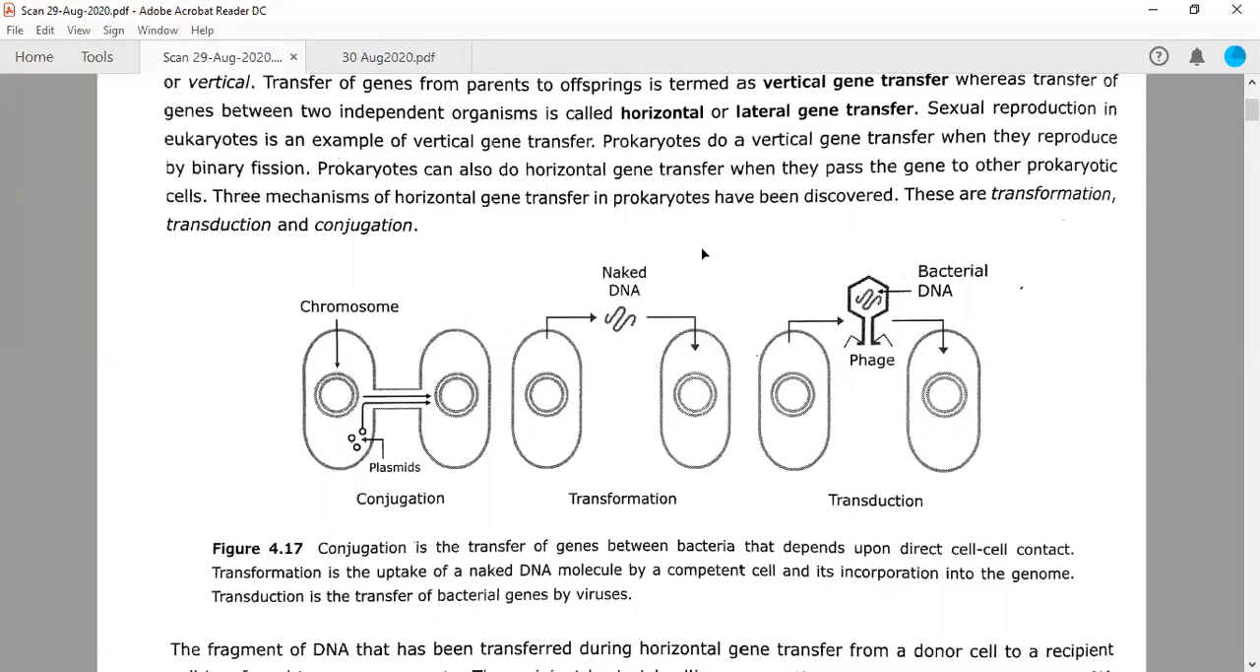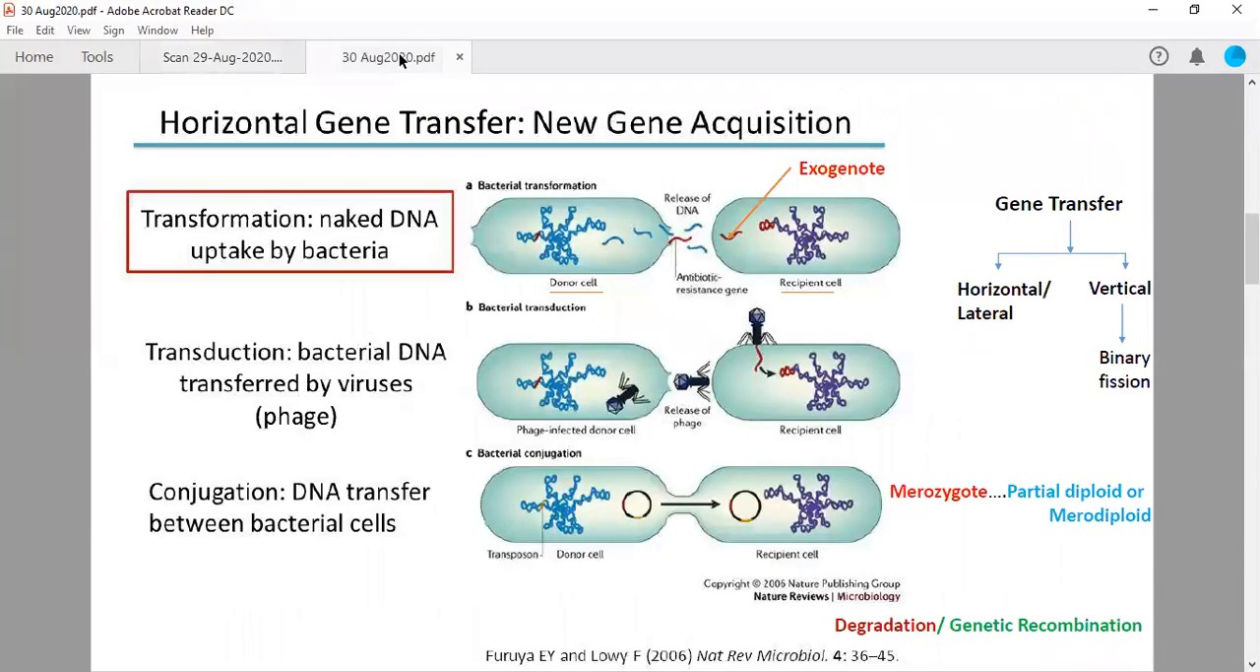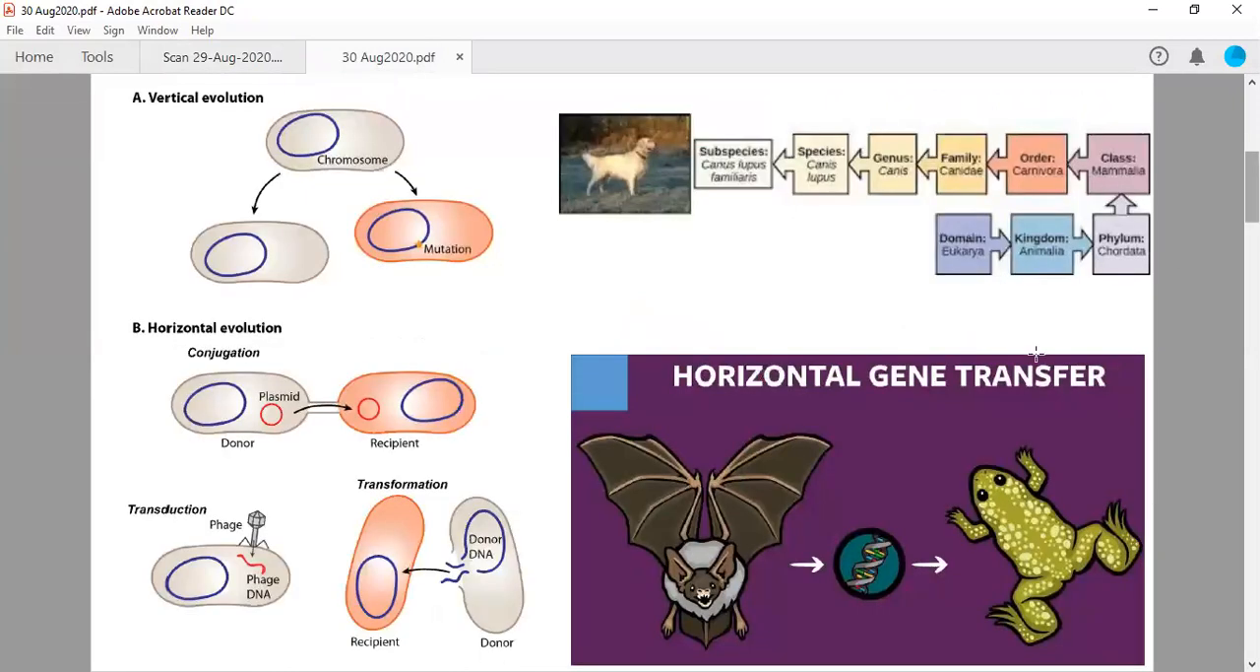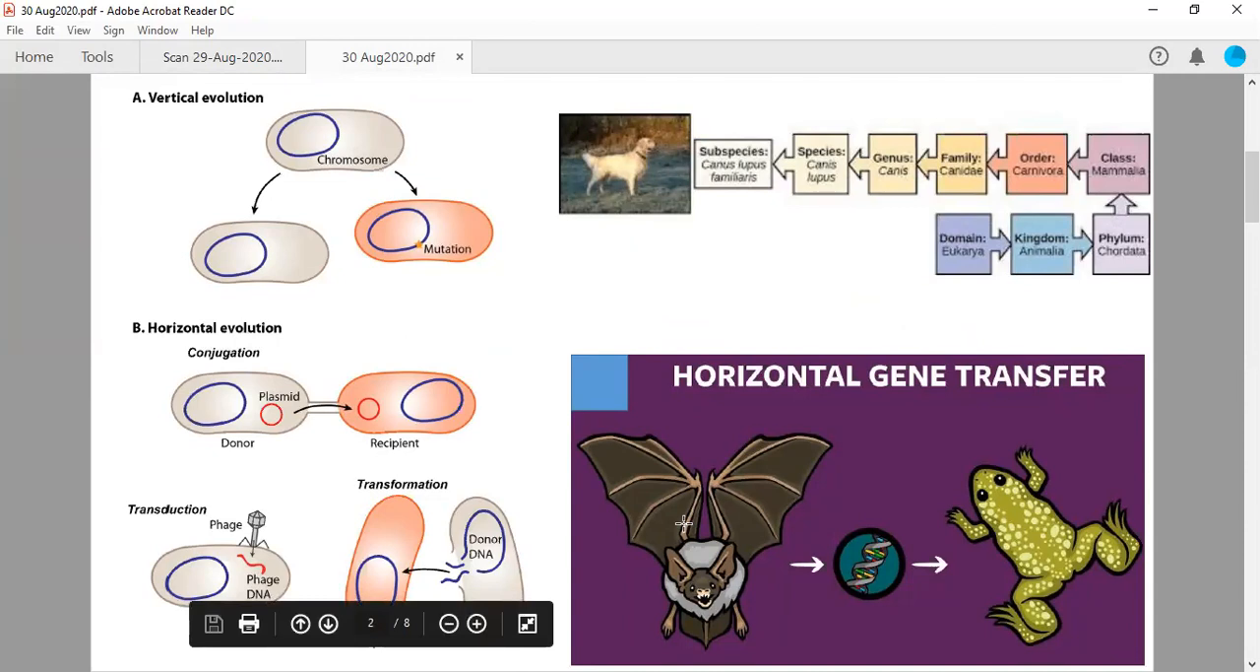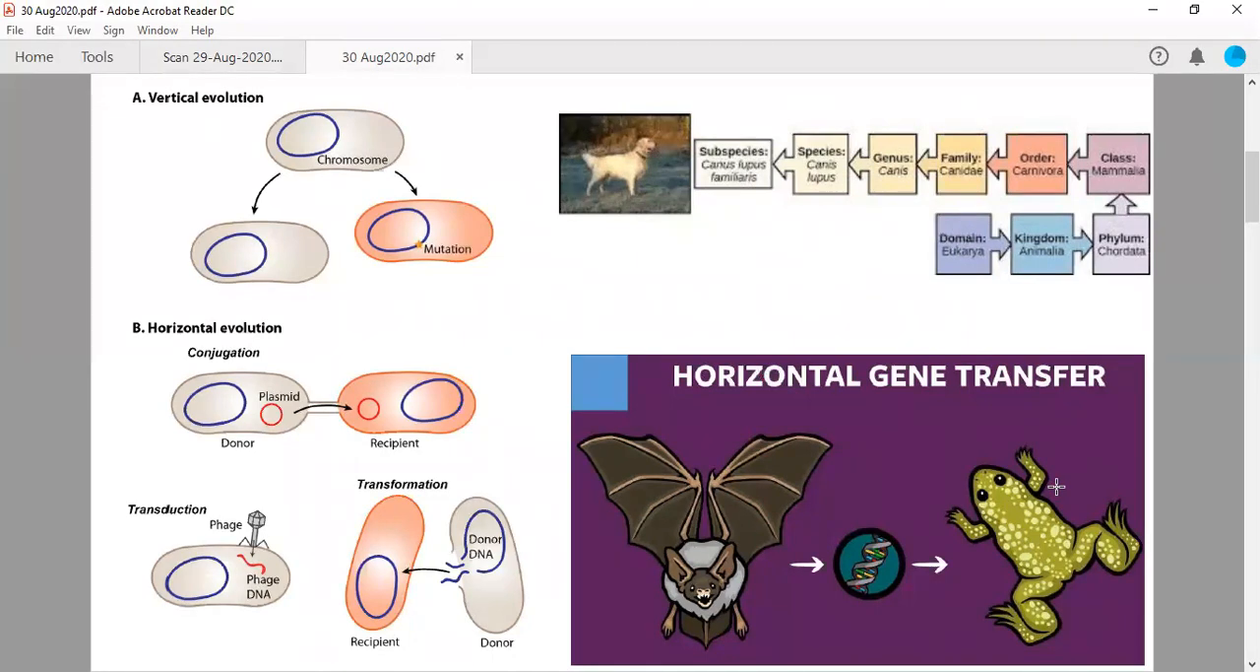But horizontal gene transfer generally happens, I told you in the beginning of the class, between unrelated species. So for example, in case of eukaryotes, from bat to frog. Similarly, in case of bacteria also, if there are 2 species involved, this is called horizontal gene transfer, means the transfer of genes between 2 different bacterial species. Right, so there is a difference between these 2 processes.